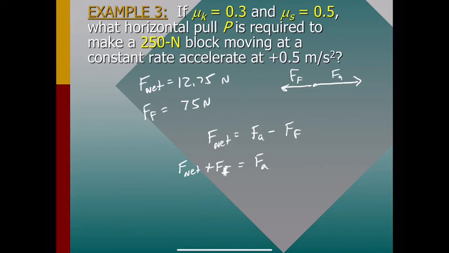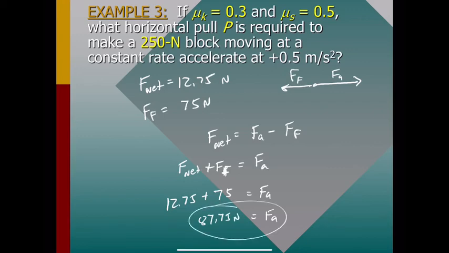So I put in my net force of 12.75 and my friction force of 75, and that's going to give me my applied force, which is 87.75 newtons. So if I have an object moving at a constant rate and I want it to accelerate at 0.5 meters per second squared, I would have to go from 75 newtons to 87.75 newtons. I hope you found that informative.